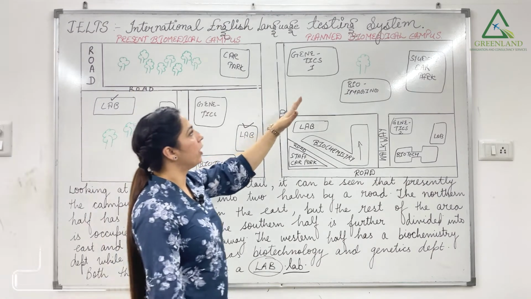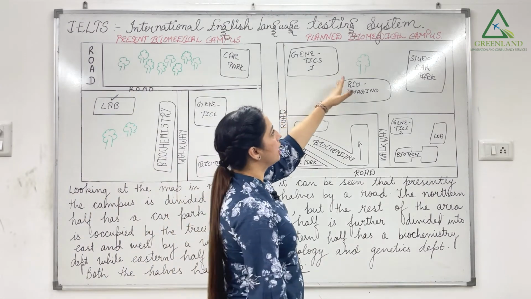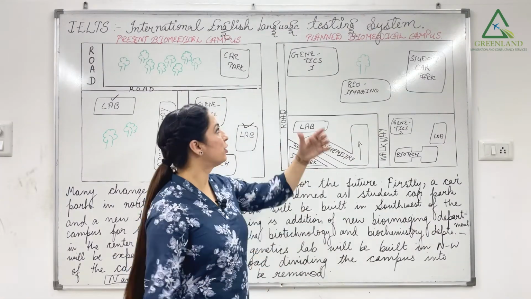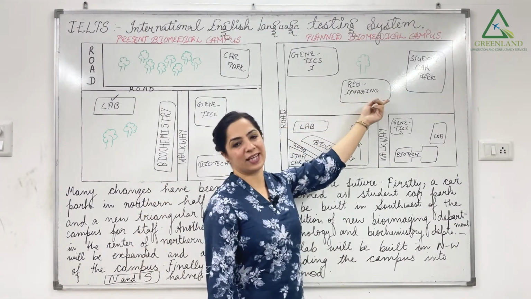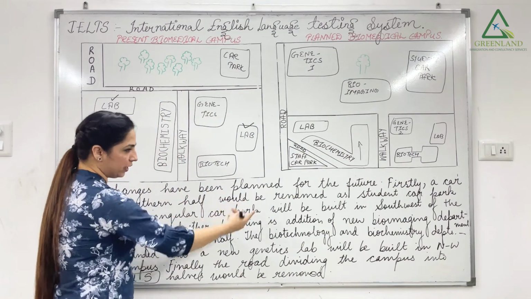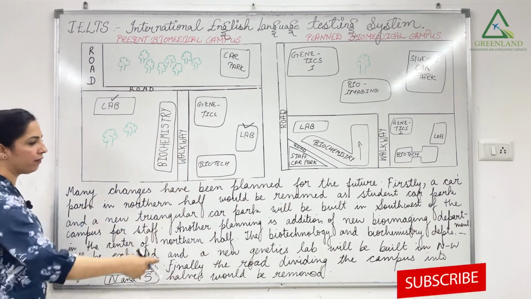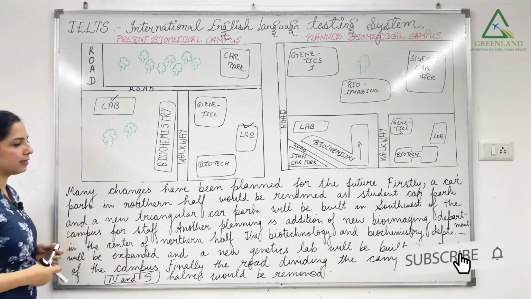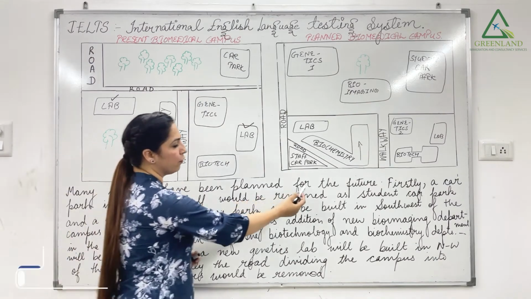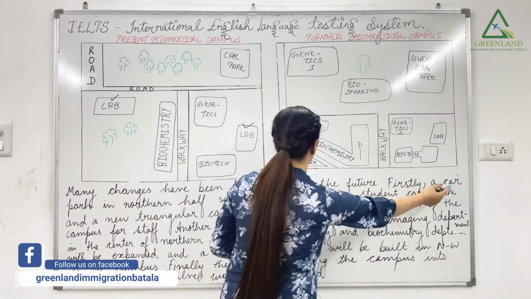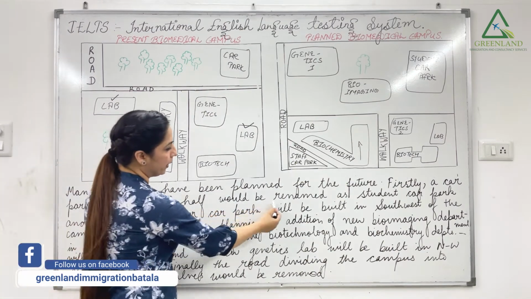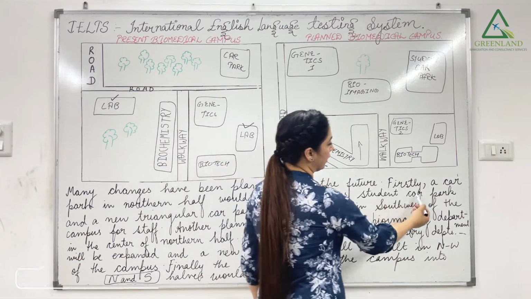Another paragraph, body paragraph 2, will be the predicted changes in the biomedical campus. Now I come to the planning of the biomedical campus for the future. You can zoom or pause the video if you want to have a look at the paragraph and how to write the sentences for the future planning. Many changes have been planned for the future. Firstly, a car park in the northern half would be renamed as student car park.